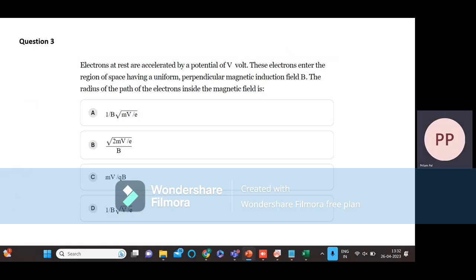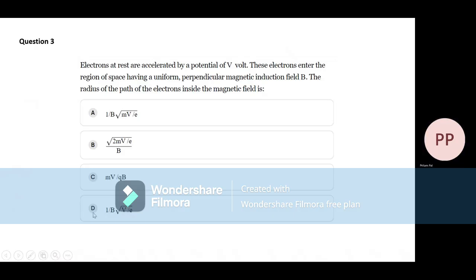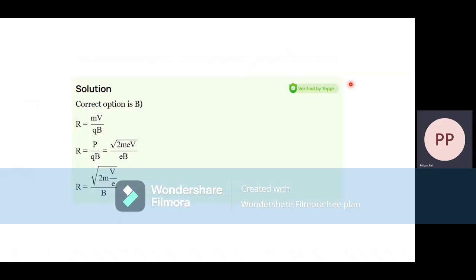So the next question is, suppose the electrons at rest are accelerated by applying a potential of 3 volt. Now these electrons enter a region of space having a uniform perpendicular magnetic field, which is B. And now you are asked to calculate the radius of the path of the electron inside the magnetic field. So also a similar type of question.